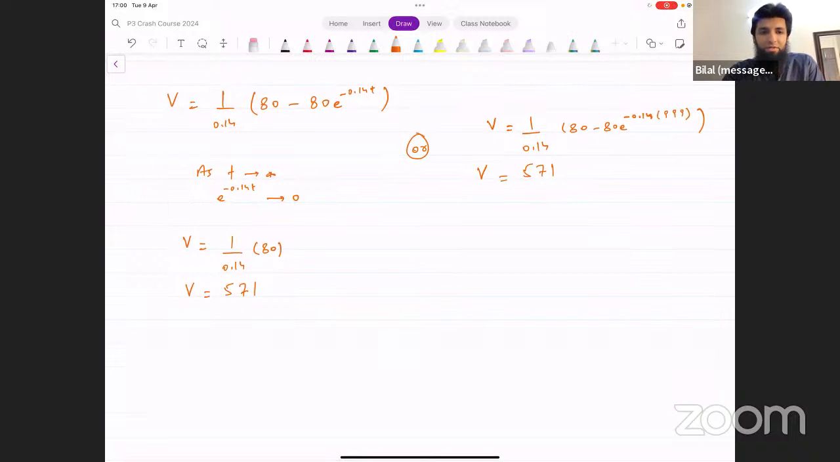Any other questions from the words? Yes, Fazan. So e raised to power minus 0.14 T was equal to 0 because the power was negative? Yeah, so e raised to power minus 0.14 T is basically 1 over e raised to power 0.14 T. Right? So in the denominator, you have a very large number, so that becomes 0. Okay, sir. Okay.